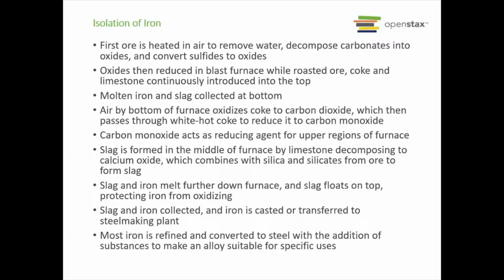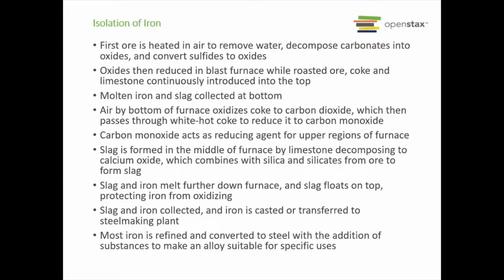So it's put in a blast furnace, and then in the very top of the furnace, roasted ore, coke, and limestone are continuously introduced. At the bottom of the furnace is where the molten iron and slag are collected. Towards the bottom, there's air that's blown into the furnace, and this is there to oxidize the coke to carbon dioxide, which from there passes through white hot coke and reduces to carbon monoxide. And this carbon monoxide now acts as a reducing agent for the upper regions of the furnace.